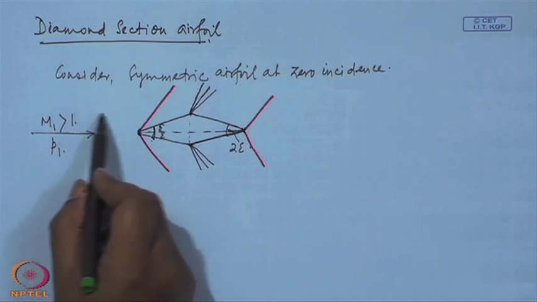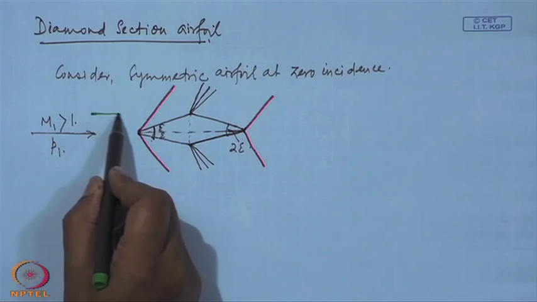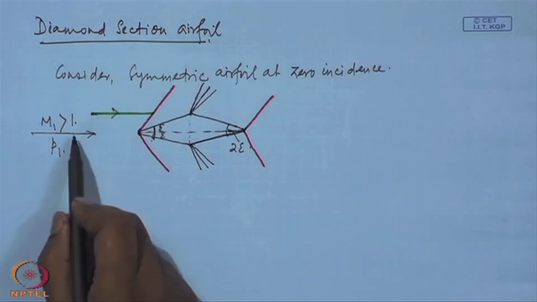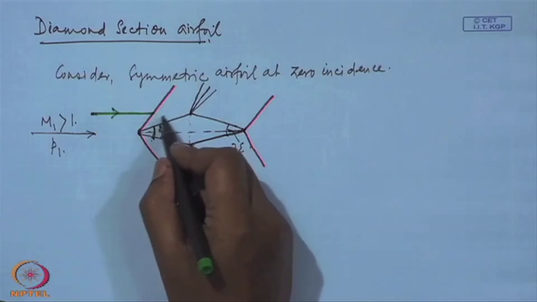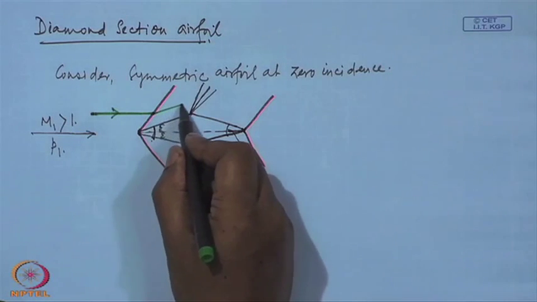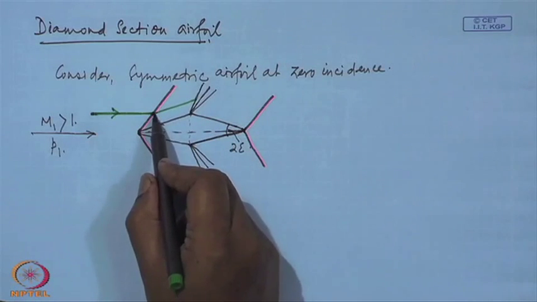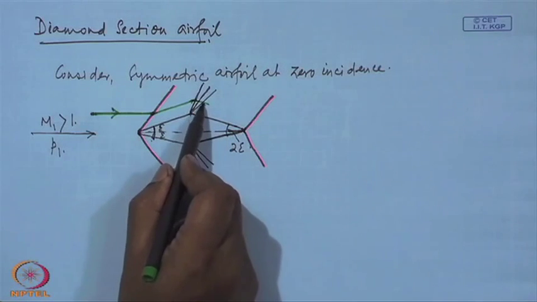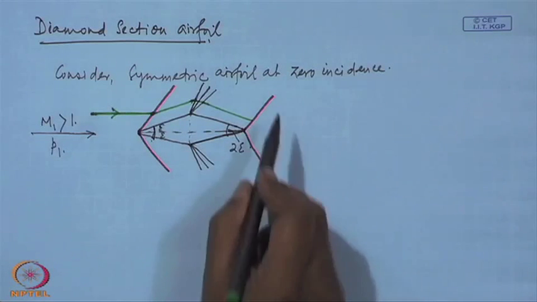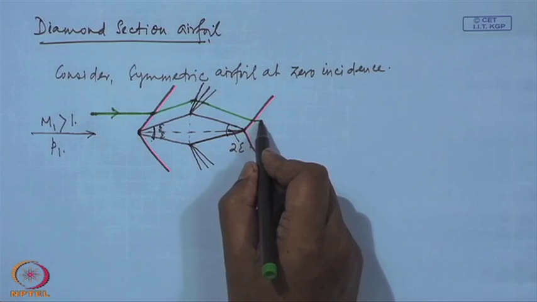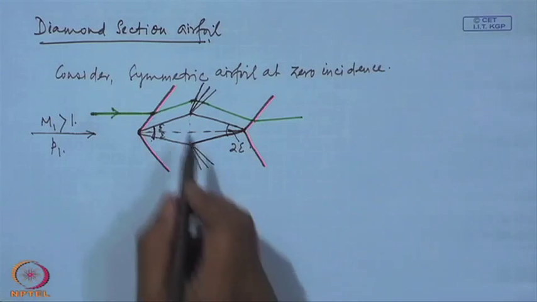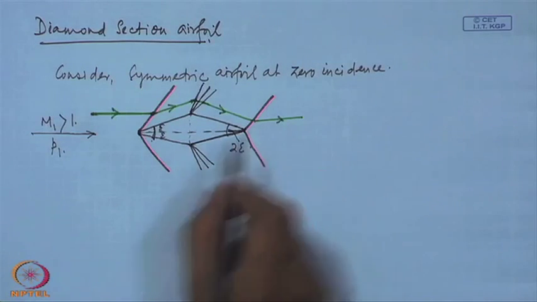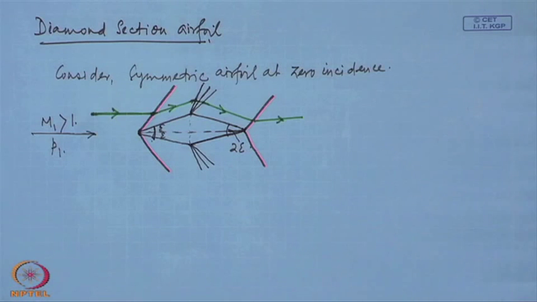So, if we consider a streamline upstream of the airfoil, the streamline is straight at a Mach number M 1 with pressure P 1. At the first shock, it turns and becomes parallel to this straight segment. Through the expansion fan, the flow again smoothly turns and becomes parallel to this downstream surface. Again it turns through the oblique shock and becomes parallel to the free stream. Exactly identical happens at the lower surface.